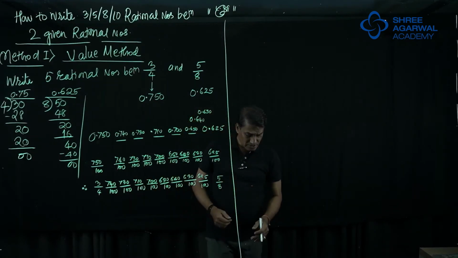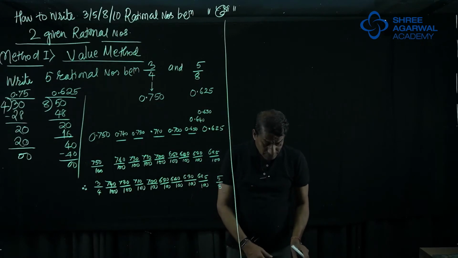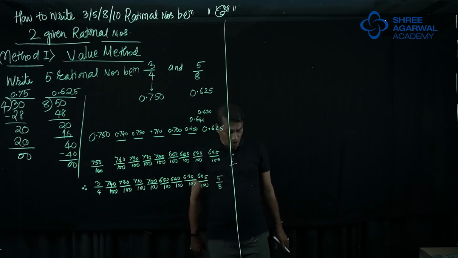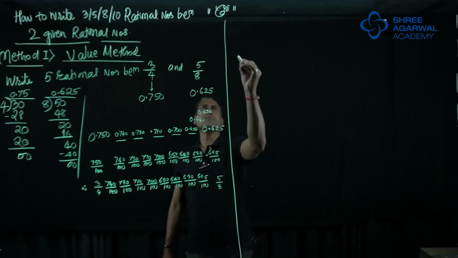What is the second method, sir? The second method is making the denominator equal. Method 2.